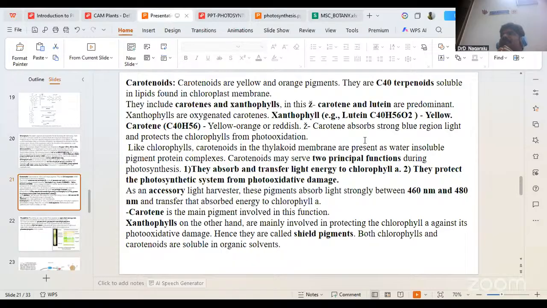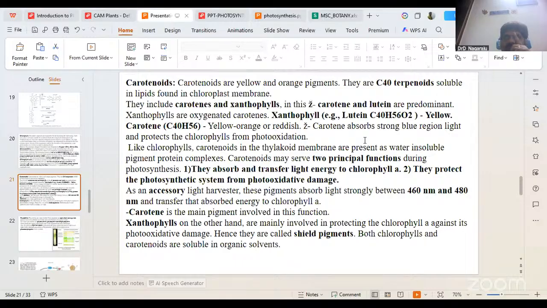And what is the usage of these carotenoids? What is the main function? It absorbs and transfers the light to chlorophyll A. And it protects the photosynthetic system from photooxidative damage. If there is more light, the chloroplast pigment will be damaged. That damage will be stopped by this accessory photosynthetic pigment.